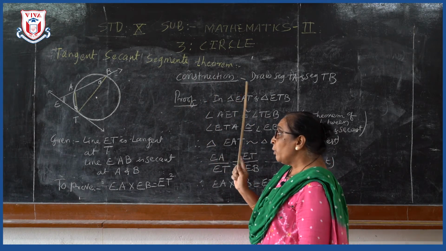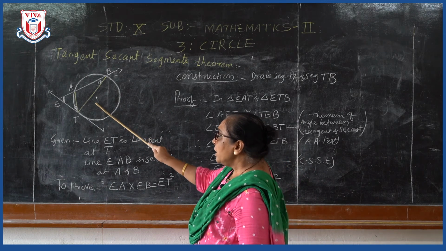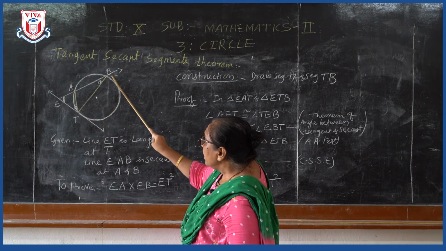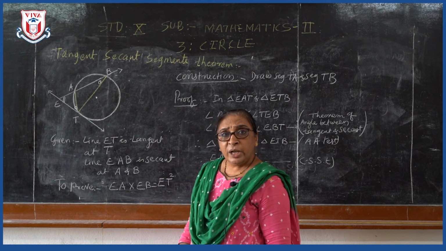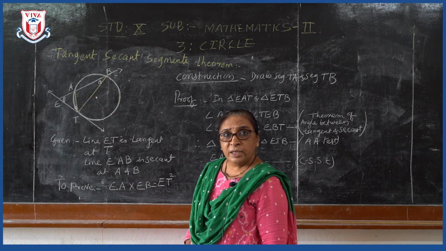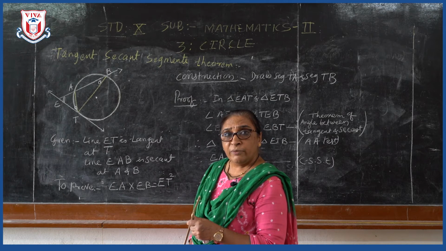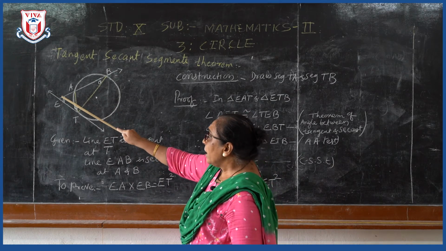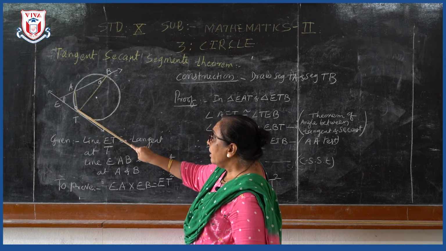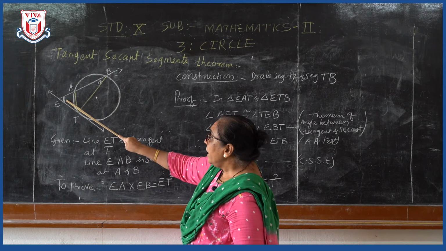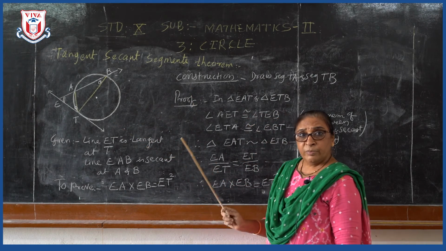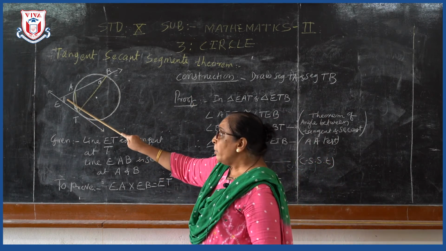Now how to prove this? There is one construction here. Draw segment AT and segment BT so that you will get two triangles. Now these two triangles you have to consider and show them similar: triangle EAT and triangle ETB. Now see, in these two triangles, angle E is common only.